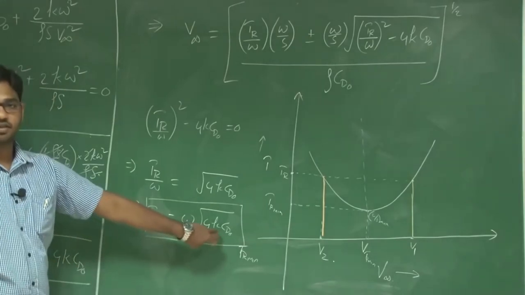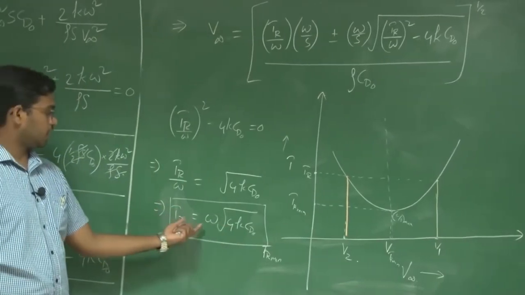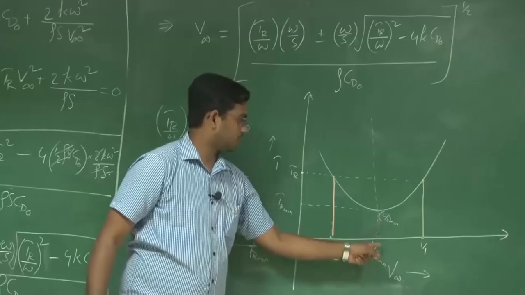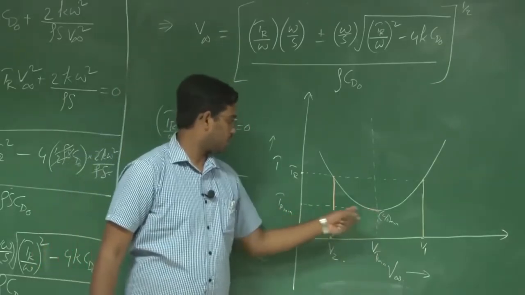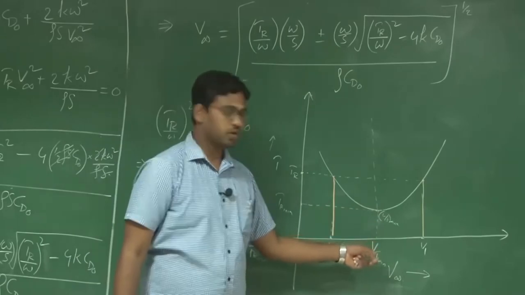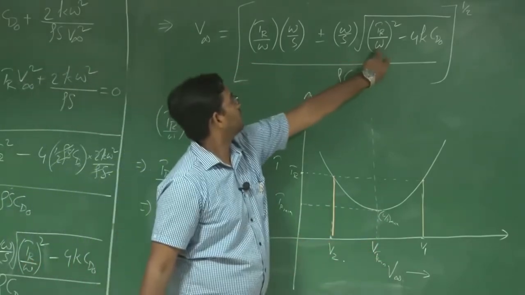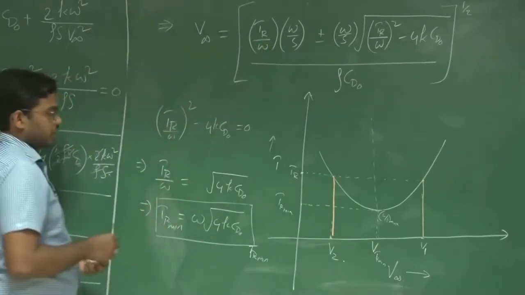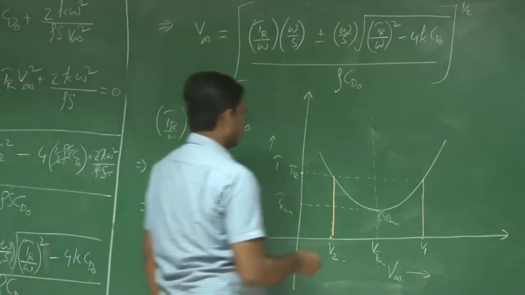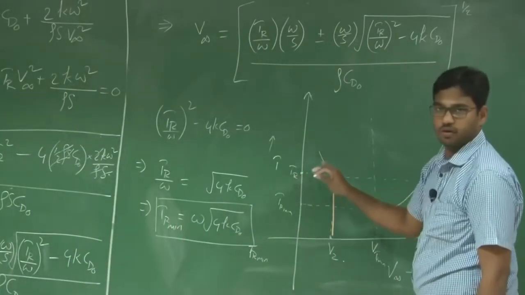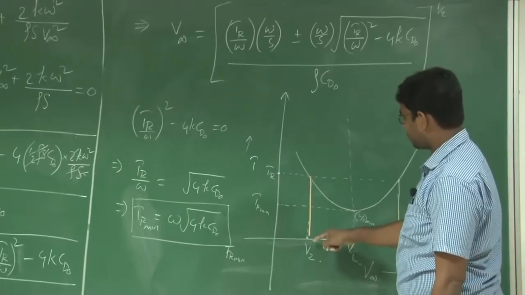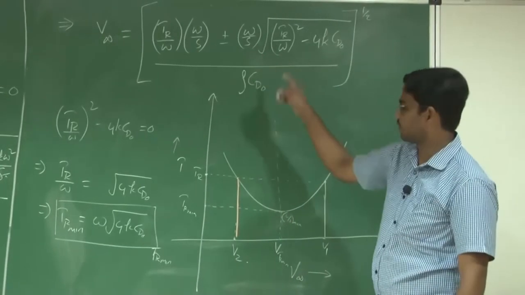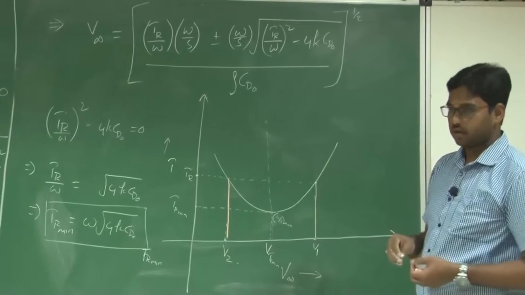Where L by D max is 1 by root over 4k CD naught, and thrust required is W by L by D. So this point corresponds to the minimum thrust required condition, and the corresponding velocity you can attain. If you equate the discriminant to 0, you will have a unique solution, from which you can find the corresponding velocity of flight. Now say I want to fly at this thrust required condition; what velocity do I have to choose? There are two solutions here, V1 and V2, because of the plus or minus. Which velocity do you need to choose to fly?